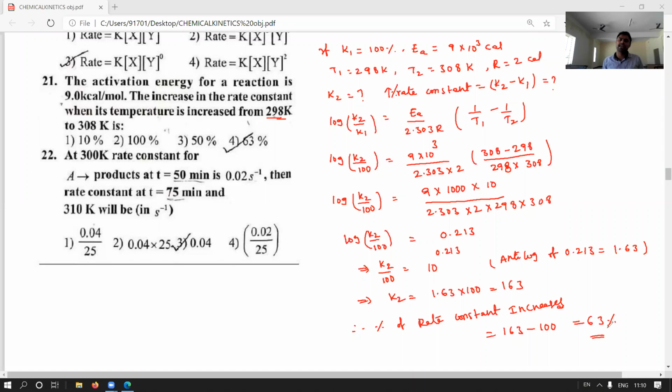See, in this question we need to calculate how much percentage the rate constant value increased when the temperature is increased from 298 kelvins to 308 kelvins. The activation energy of the reaction is 9 kilocalories. The related formula is log K2 by K1 is equal to Ea by 2.303 R into 1 by T1 minus 1 by T2. So their K2 value we need to find out. After finding the K2 value, the rate constant is increased by 63 percentage when the temperature is increased by 10 kelvins. Okay, let's see the next question.